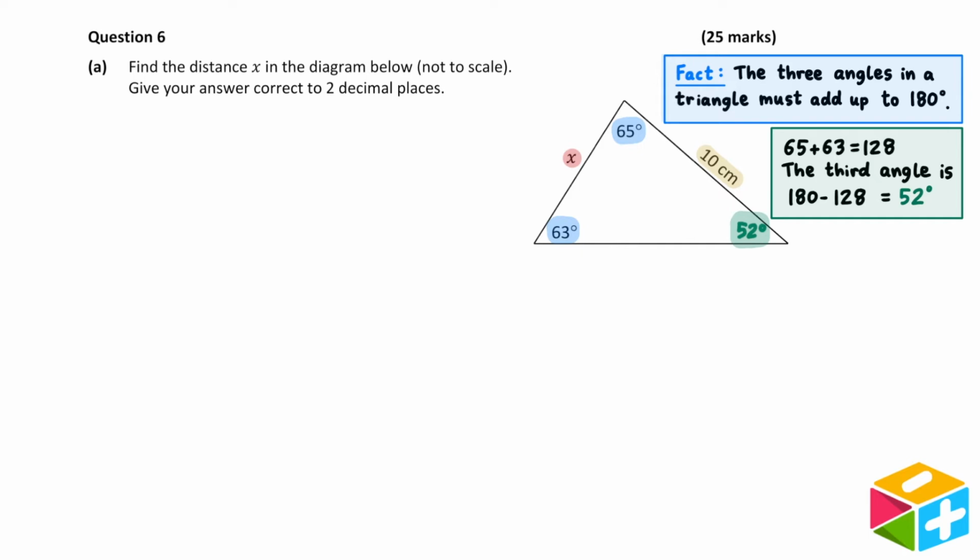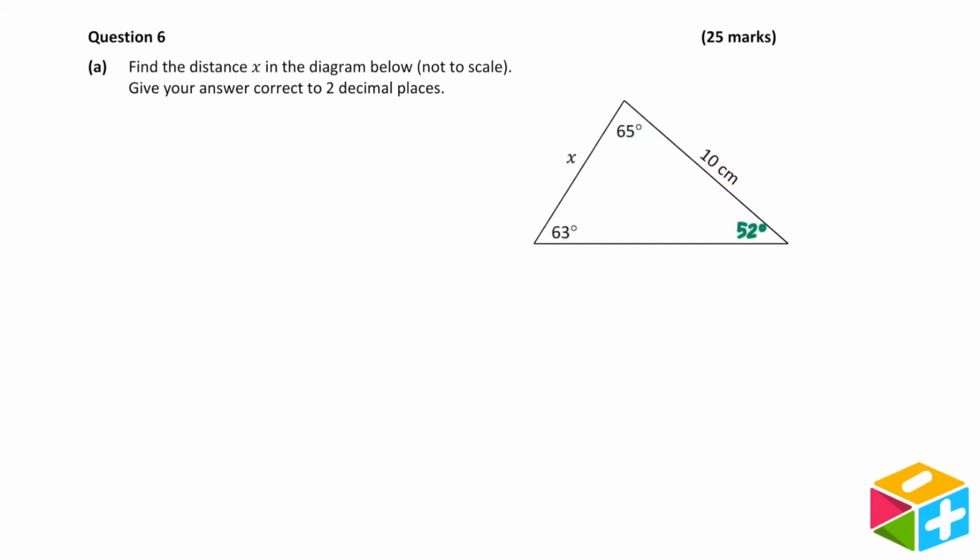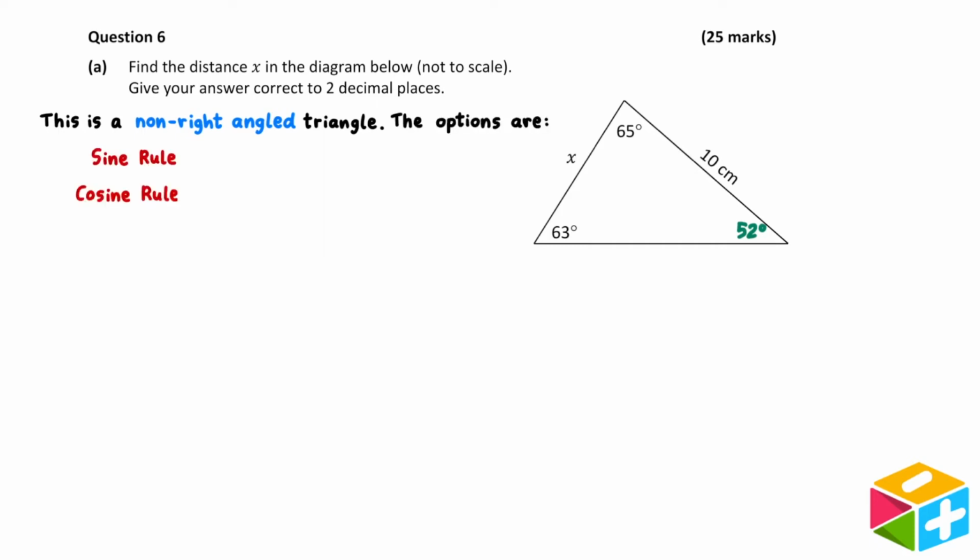Even though we weren't asked to find this angle directly, the more information we know about the triangle, the easier it's going to be to find x. So, let's focus on finding x. Our triangle is not right-angled. In this situation, there's 2 main options for finding unknowns: the sine rule or the cosine rule.